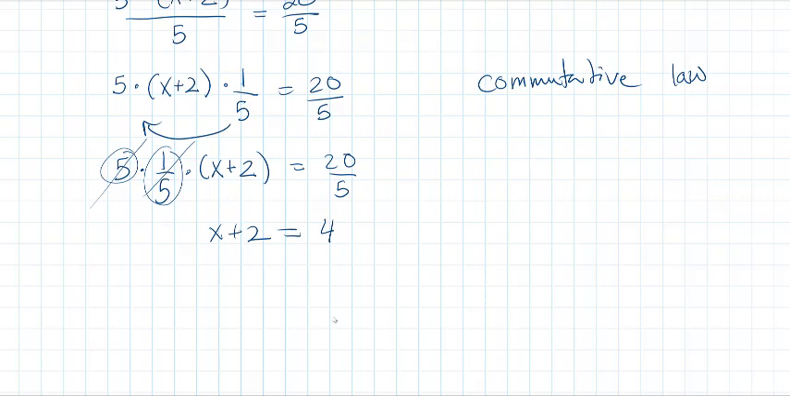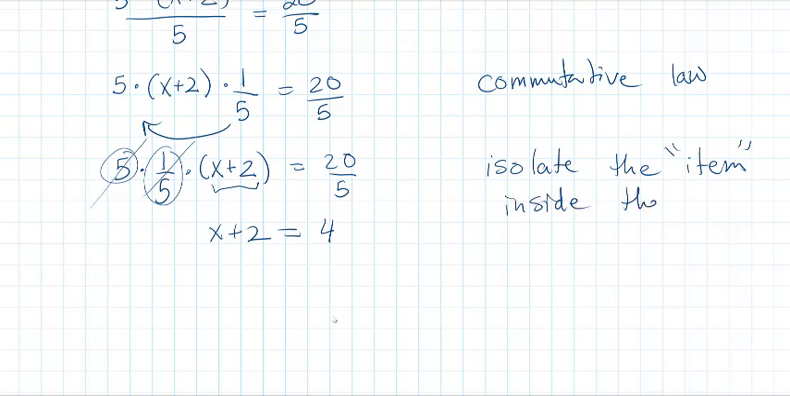So essentially what I did is I isolated not x, but I isolated what was in the parentheses. So sometimes we can start by isolating the number or the variable or the item. I'm going to write item because it could be anything inside the parentheses. And we will see a few more examples where this becomes clear.